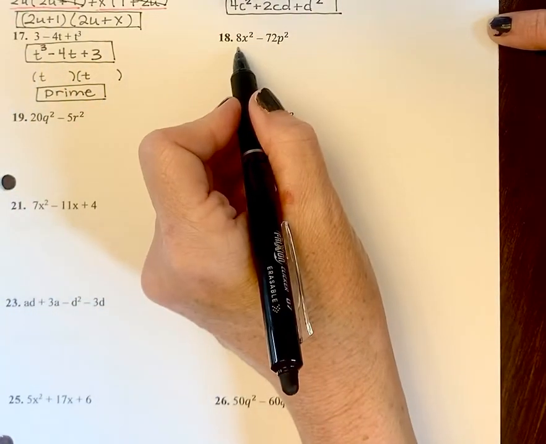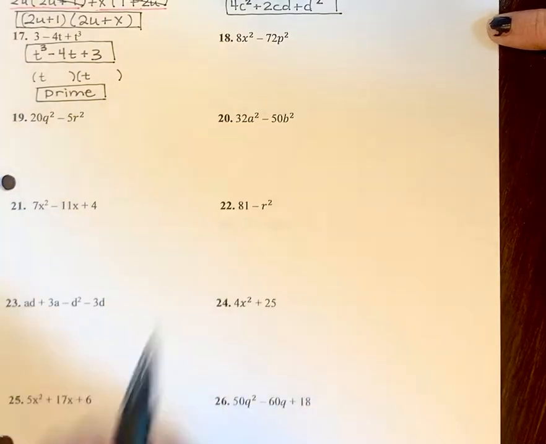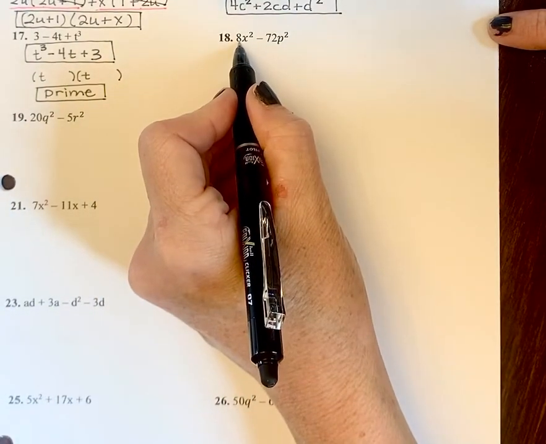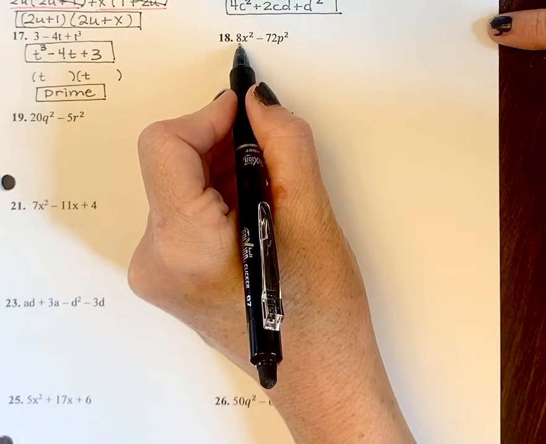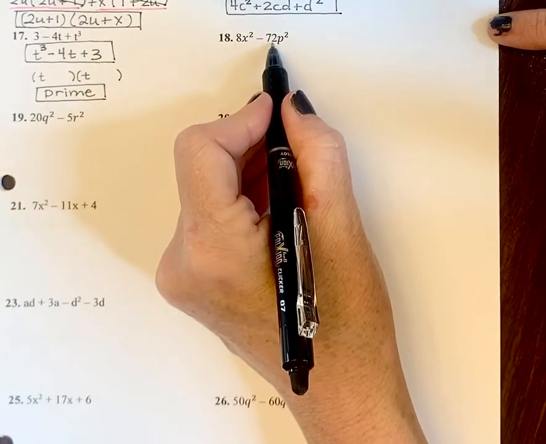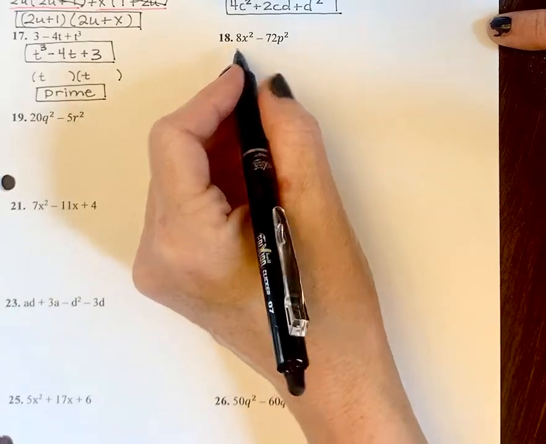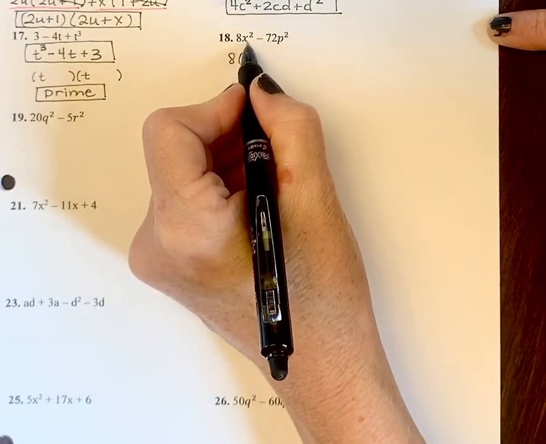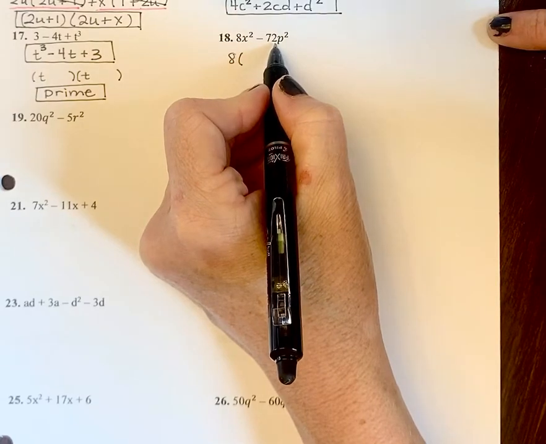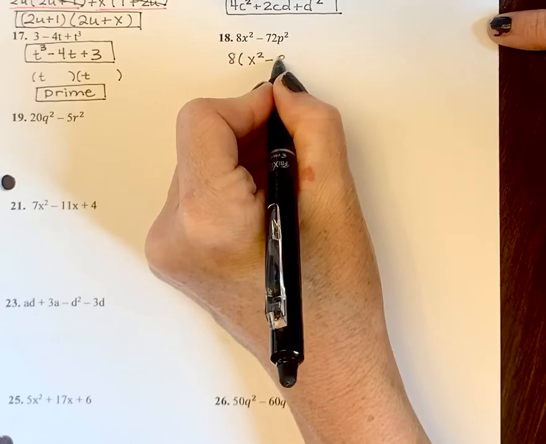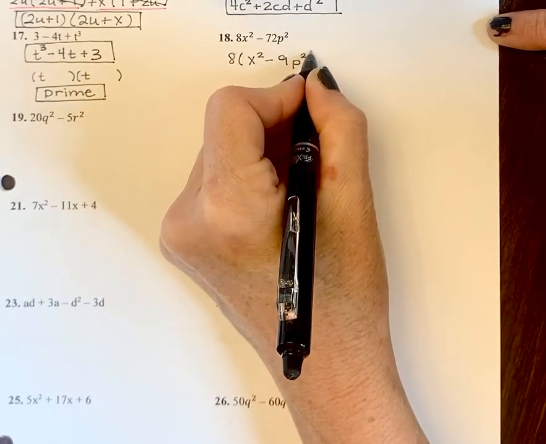All right. For number 18, it's a binomial. So if it's a binomial, you want to check for difference of squares. I can't take the square root of 8, so I know it's not a difference of squares yet, but let me see if there is a greatest common factor. And there is a greatest common factor of 8. So you can list the prime factors of both of these terms, and then you'll factor out the 8, and you'll get x squared minus 9 p squared.